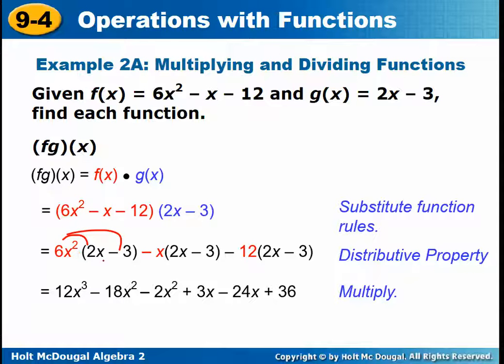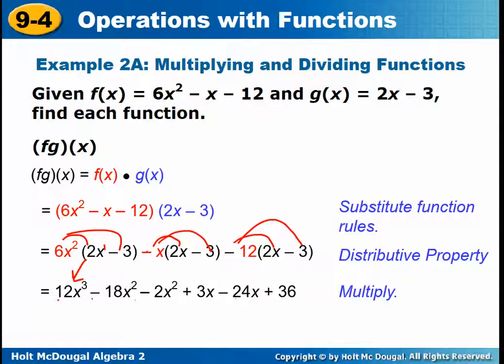So we have 6x squared times 2x. That's 12x cubed. Remember, we have an exponent of 1 there. Then we have to take 6x squared times negative 3, which would be minus 18x squared. Then we have minus x times 2x, that's minus 2x squared. And then minus x times minus 3. Negative times negative is a positive 3x. And then a negative 12 times 2x will be minus 24x. And then negative 12 times negative 3 will be a plus 36.